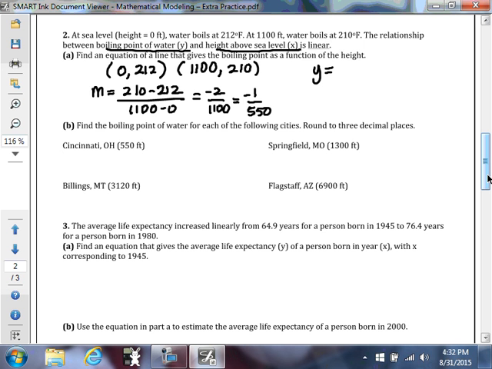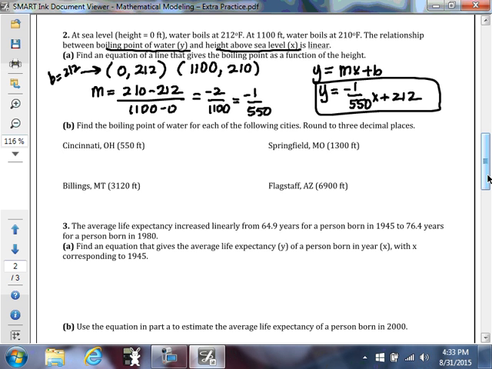And I come up with y equals mx plus b. And in this case, I actually do have b, right? B is the y-intercept, which since it's 0, 212, it needs to go over 0 up to 212, so b is 212. So I have -1 over 550 x plus 212. All right. So it says find the boiling point of water for each of the following cities. So this is the height, which we said was x. So what we're doing is plugging in x equals 550. And in this case, the 550s cancel, so I get -1 plus 212, so I get 211 degrees Fahrenheit.